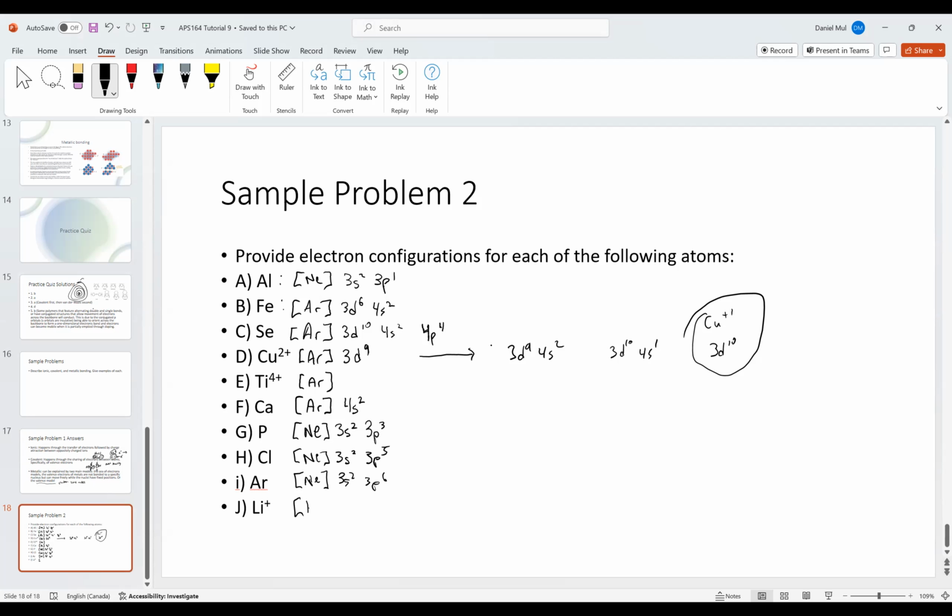And then lithium plus. I'd have 1s2, which would just be helium, same thing. I'm surprised I still remember this much from high school.